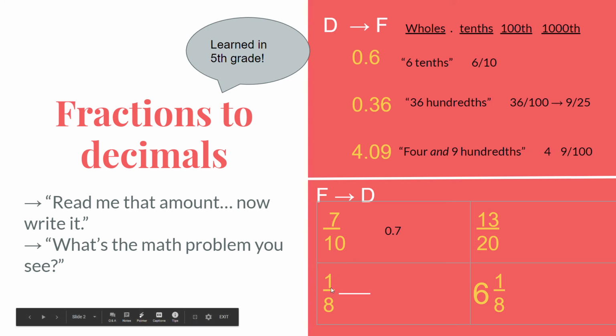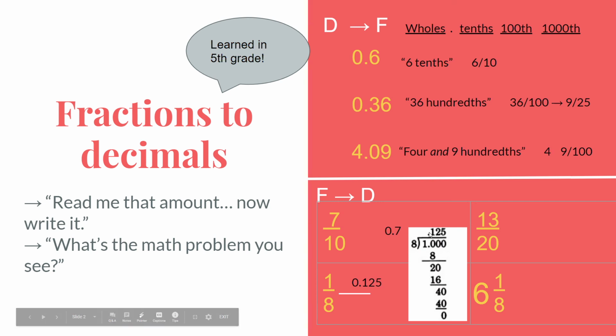This is 1 divided by 8. If you do the math, you get 0.125. And that's just long division. The top number always goes in the house. The bottom number always goes on the outside. Do the long division. An eighth in particular is one that would be good for them to memorize.